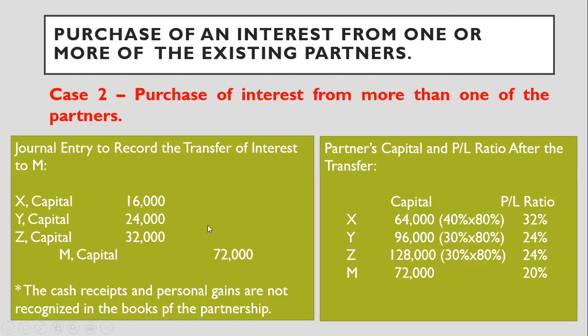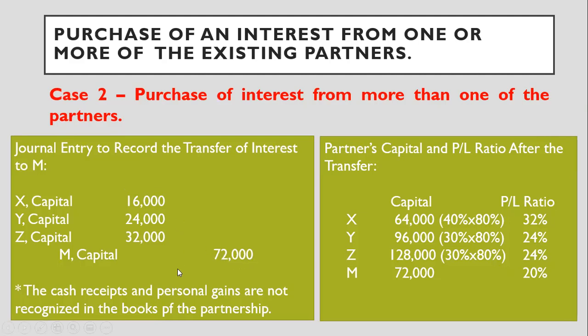So X has 80,000, times 20%, it is 16,000. So it's a debit to X capital of 16,000. And then Y has 120,000 times 20%, then it's 24,000. So debit Y capital 24,000. And then for Z, it's 160,000 times 20%, it's 32,000. So the total interest transferred from the partners to M will be 72,000.